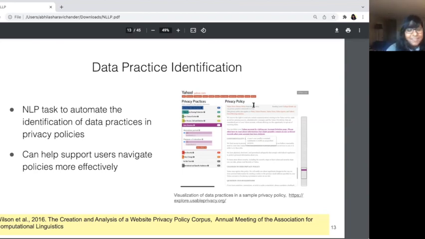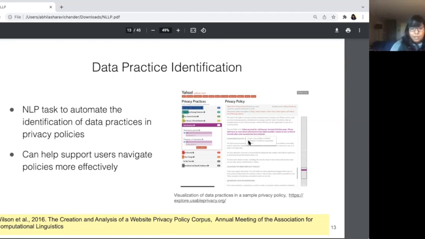So the first application I want to talk about is data practice identification. And this was one of the early NLP tasks in the usable privacy space. So the task is basically whether we can identify privacy related topics in privacy policies. And one of the early efforts to do this was this paper led by Shomir Wilson, Wilson et al., the creation and analysis of a website privacy policy corpus, where the corpus is called the Online Privacy Policy Corpus. It consists of 115 privacy policies annotated with data practices. So the idea is that once these policies have been tagged with data practices, users can more effectively navigate them.